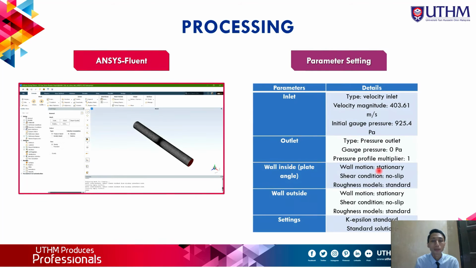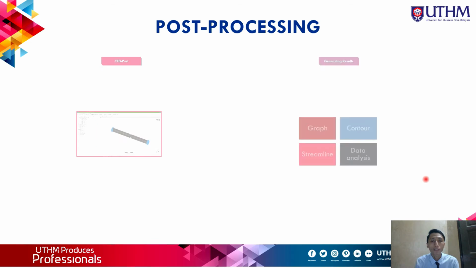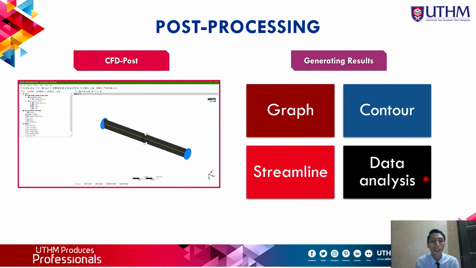Next is the processing stage. After that, the drawing is opened in ANSYS Fluent with this parameter setting, and the setting uses the standard k-epsilon model with a standard solution. After all the processing, the drawing is opened in CFD-Post to generate results such as graphs, contours, streamlines, and also data analysis.